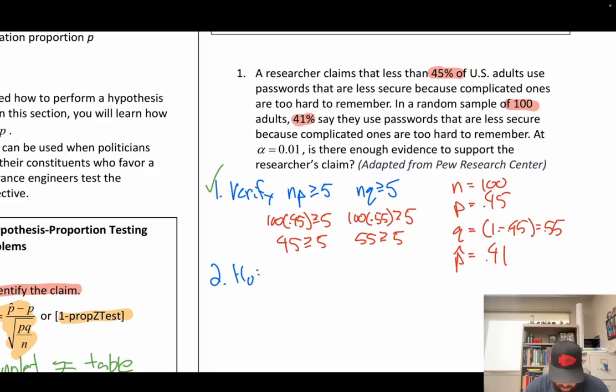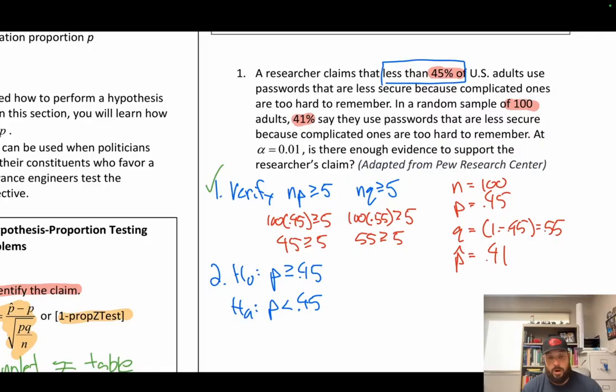H0 is p is greater than or equal to 0.45. And they want to claim less than 0.45. So remember, the less than, since it's not equals to, becomes our Ha. And those two are always the opposite of each other. And as I said, that's our claim. So our Ha becomes our claim. And since we are less than solely, this is a left-tailed test. All right, and 2 is good.